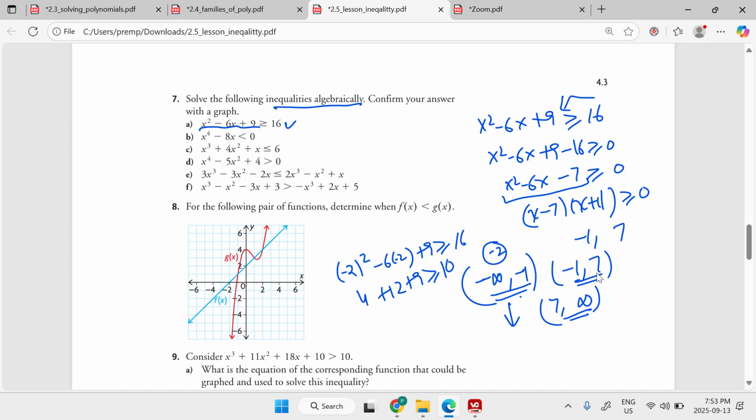So I will take a value from here, and I will go with the easy value, which is 0. So I will just plug that here. 0 squared minus 6 times 0 plus 9, it needs to be greater than or equal to 16. So basically 9 is greater than or equal to 16, and you know it's not correct. So this is the way you can algebraically solve.